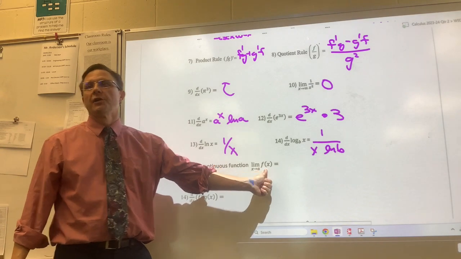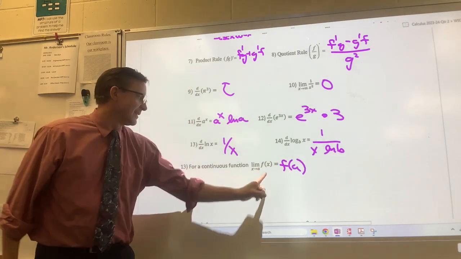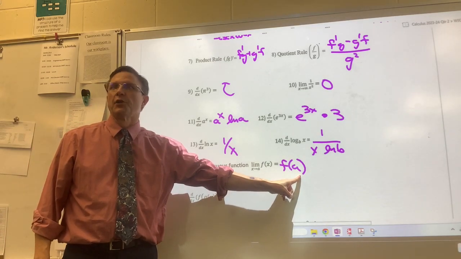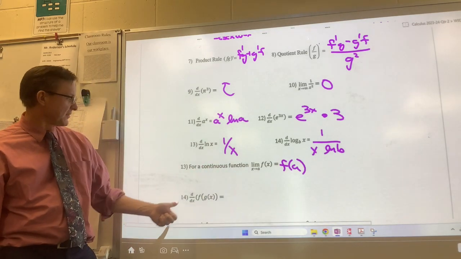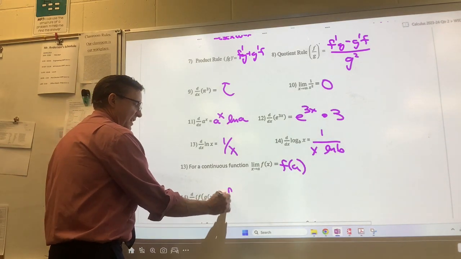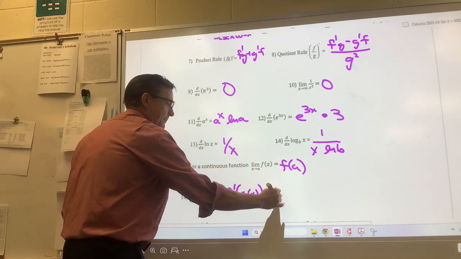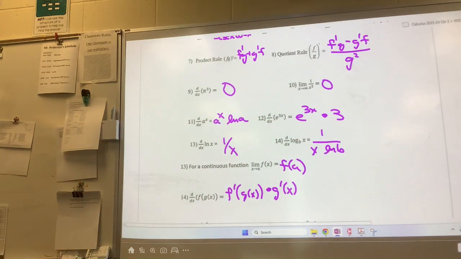Everybody, for a continuous function, the limit as x approaches a of f of x, what's it got to equal? F of a, right? The limit has to equal the value of the function for the function to be continuous, because otherwise you have a removable discontinuity. Last two. Chain rule. F of stuff, so it's f prime of g of x times g prime. Then the last two should be the 2 trig rules, I hope.